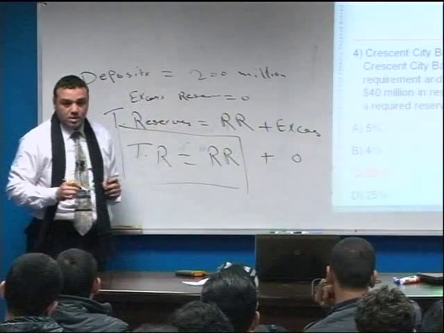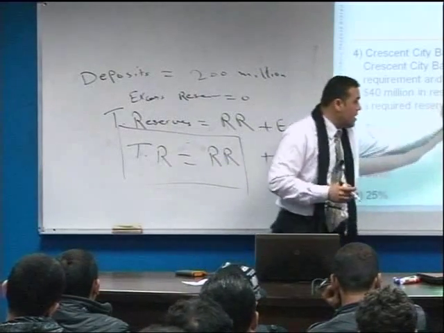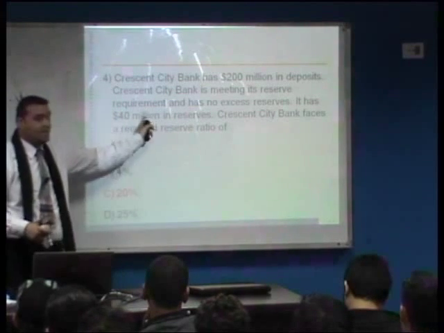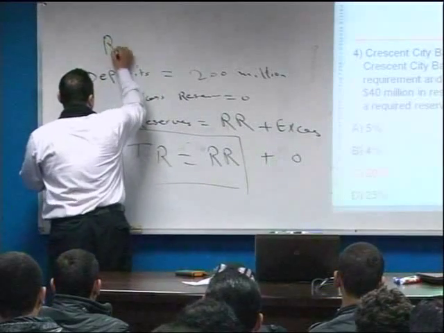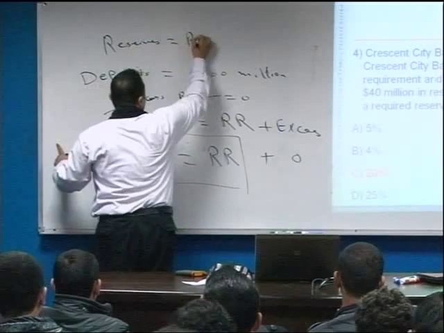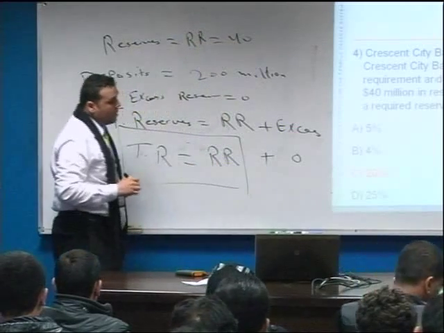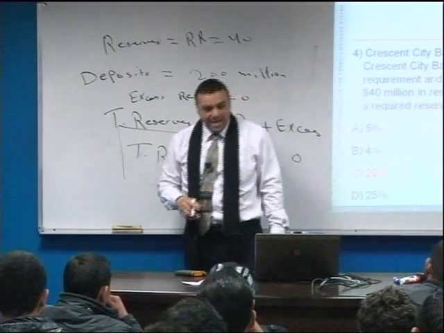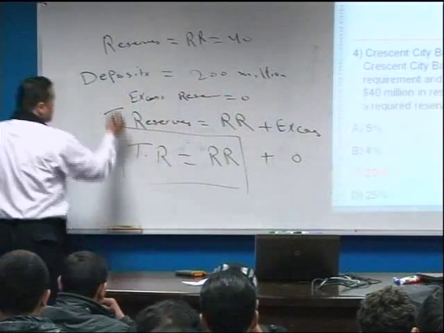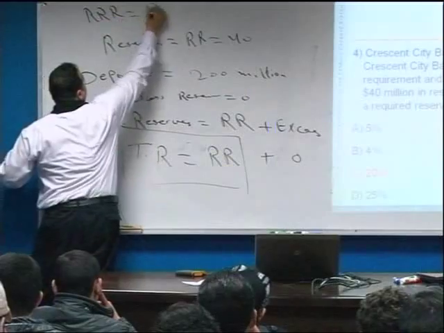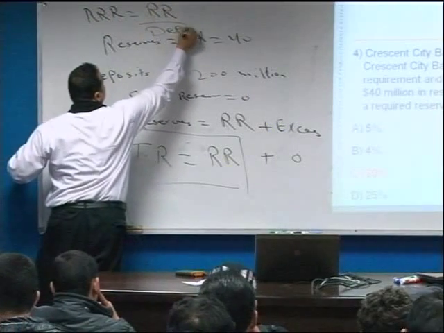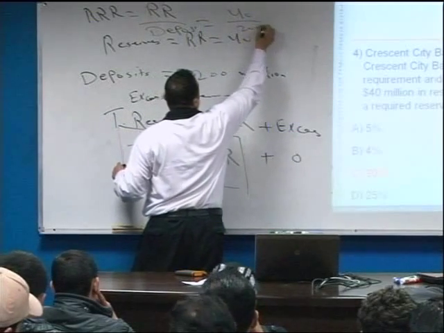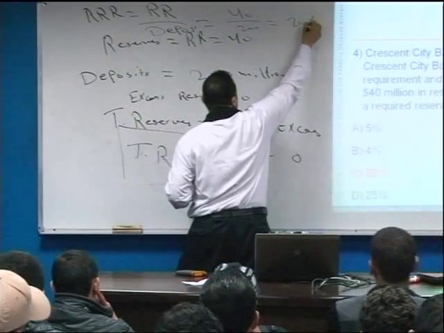Okay, let's come back to the exercise. It has 40 million in reserves. So we have required reserves, or reserves, of 40. So the required reserves equal 40 million. The Crescent City Bank faces a required reserve ratio of how much? 20%. Exactly. So the required reserve ratio equals the required reserves over deposits, which equals 400 over 200. How much does this come to? 20%. That's it.